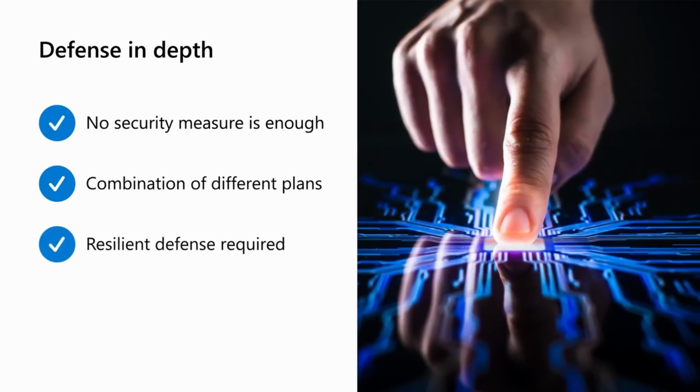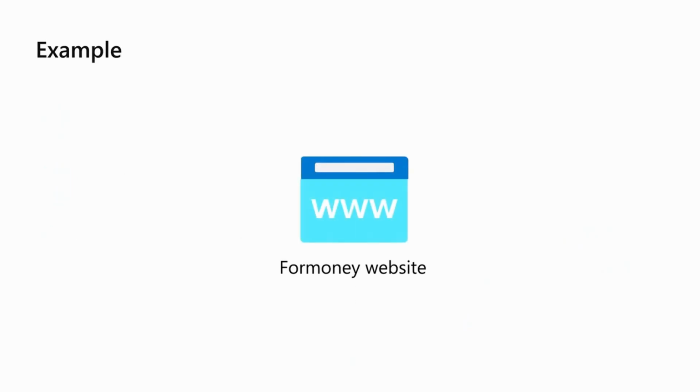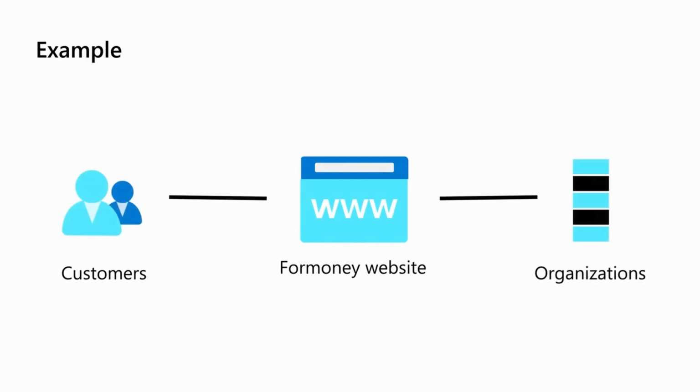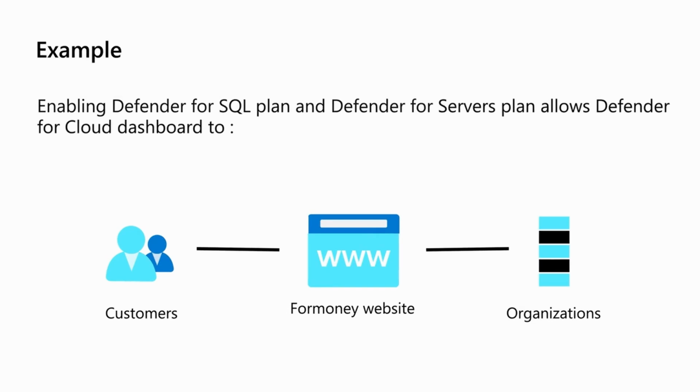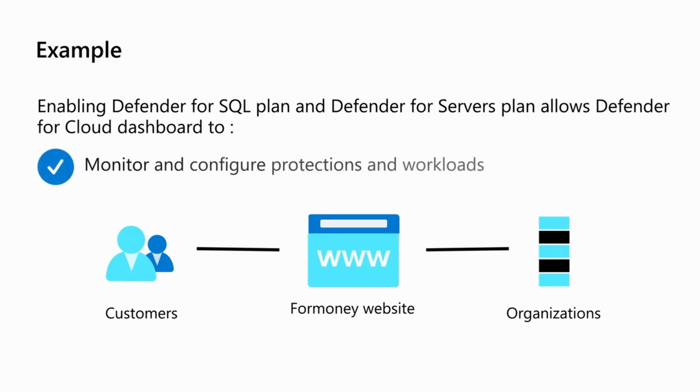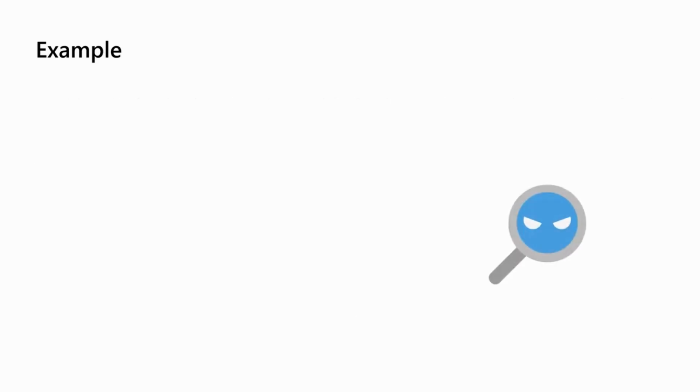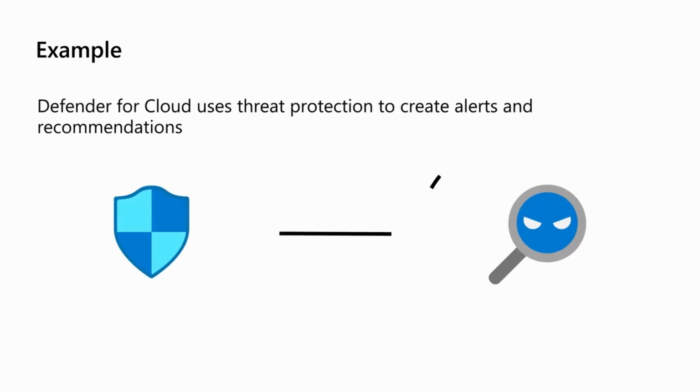create a resilient defense. For Money has its new website to maintain the flow of information between customers and the organization. You enable both Defender for SQL plan and the Defender for Servers plan, so the organization will be able to use Defender for Cloud Dashboard to monitor and configure protections and their workloads. If there are any threats, Defender for Cloud will use threat detection. Based on the results, Defender for Cloud will create alerts and recommendations.